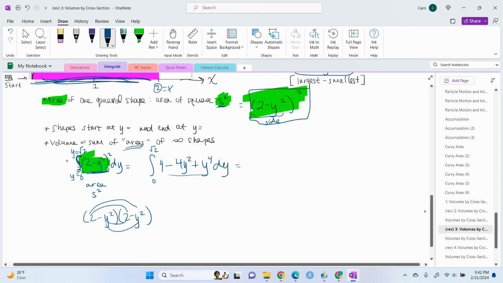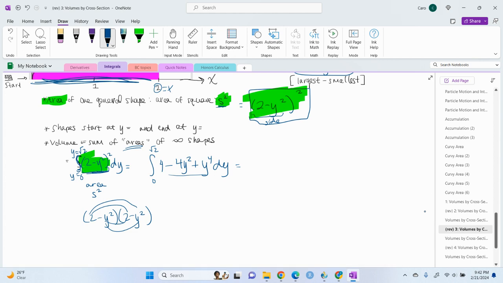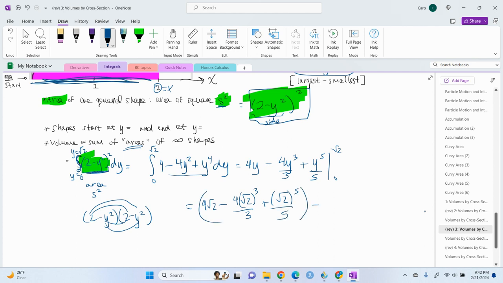All right, antiderivative time. Remember, everything is in terms of y. So the antiderivative is 4y minus 4y cubed over 3 plus y to the 5th over 5, from 0 to root 2. Okay, let's keep going here. This would be 4 root 2 minus 4 times root 2 cubed over 3 plus root 2 to the 5th over 5. Well, this is getting kind of ugly. Minus, plug 0 in. They all have a y, so it's just one big 0.